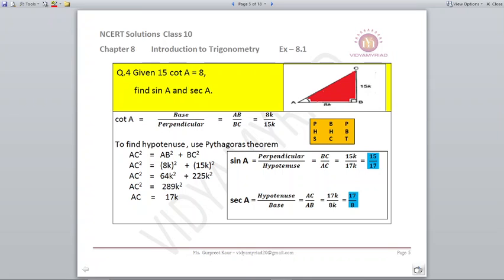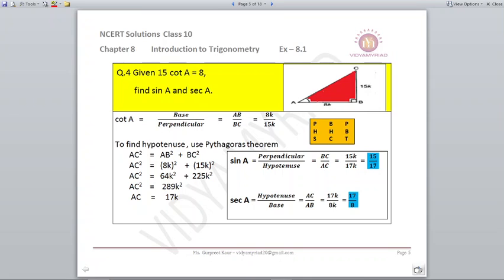Given 15 cot A is equal to 8. Find sin A and secant A. Now we have a triangle ABC, right angle at B. So it's given cot A. Cot A is base upon perpendicular. We can take 15 on the other hand side. They are telling us 8 upon 15.